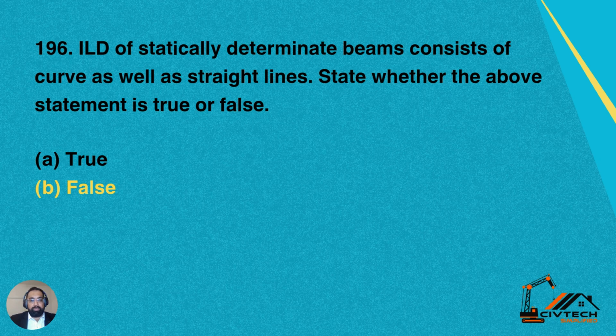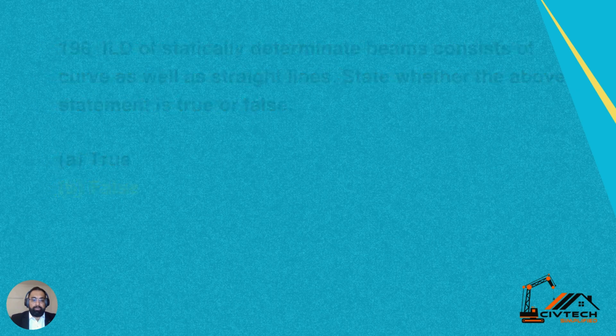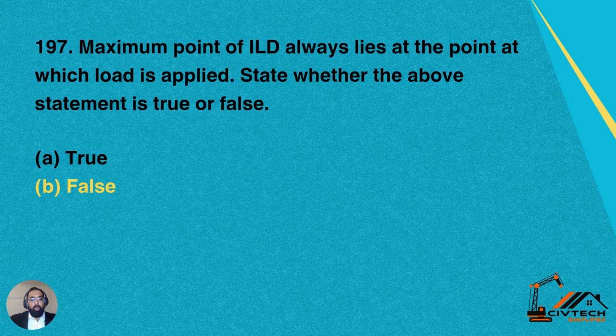196. ILD of a statically determinate beam consists of curve as well as straight line. State whether the above statement is true or false. A is true, B is false. Yes, this statement is false. So B here is the correct answer for this question.